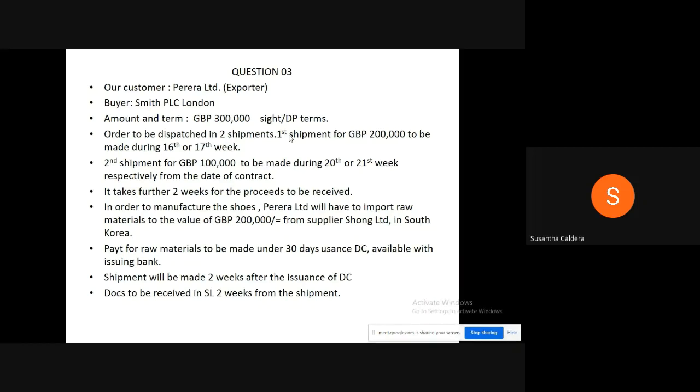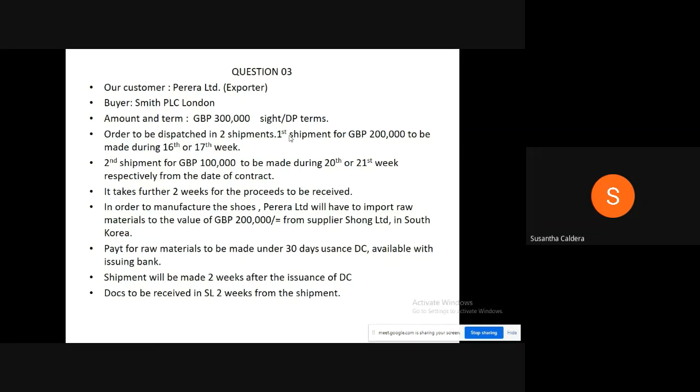Our customer Perera Limited, exporter. Buyer Smith PLC, London. Amount and terms: GBP 300,000. The order is to be dispatched in 2 shipments. First shipment for GBP 200,000 to be made during the 16th or 17th week. Second shipment for GBP 100,000 to be made during the 20th or 21st week respectively from the date of contract. It takes a further 2 weeks for the proceeds to be received.